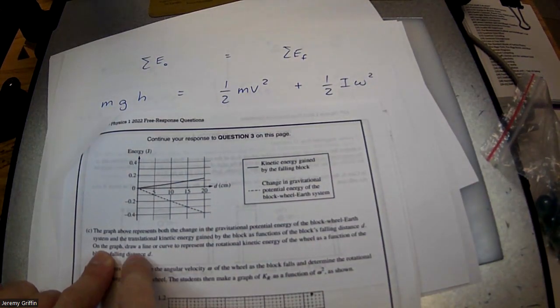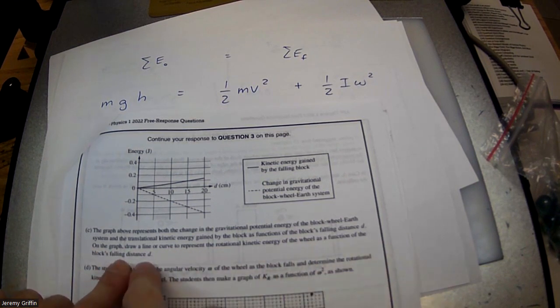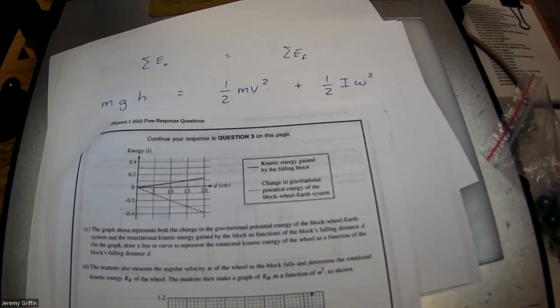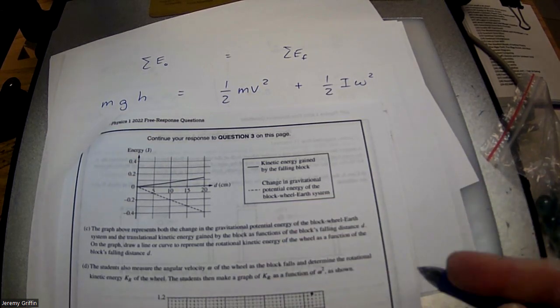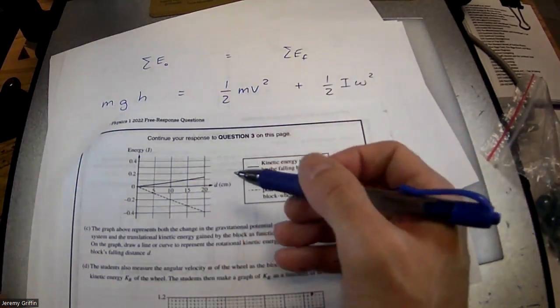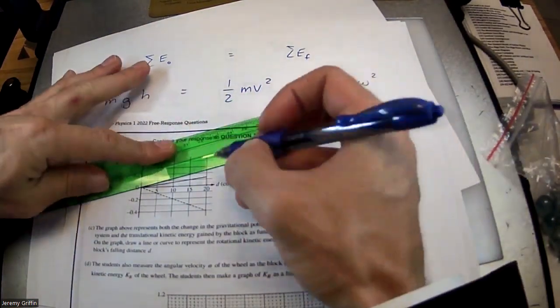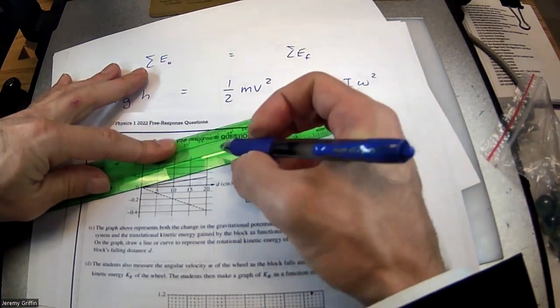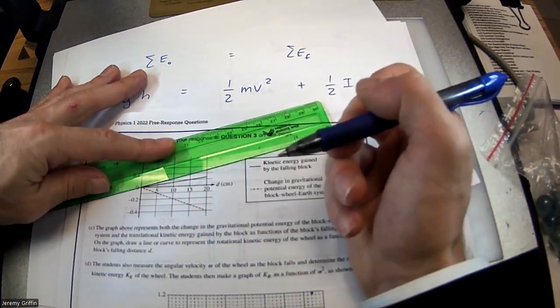On the graph, draw a line or curve to represent the rotational kinetic energy of the wheel as a function of the falling distance d. Now, if this is a closed system, the block, wheel, Earth system, and there's negligible friction, then shouldn't the total change in energy be 0? Right? So if you're drawing a third line, I would draw a straight line, probably about like this, so that at any particular point, they add up to 0.